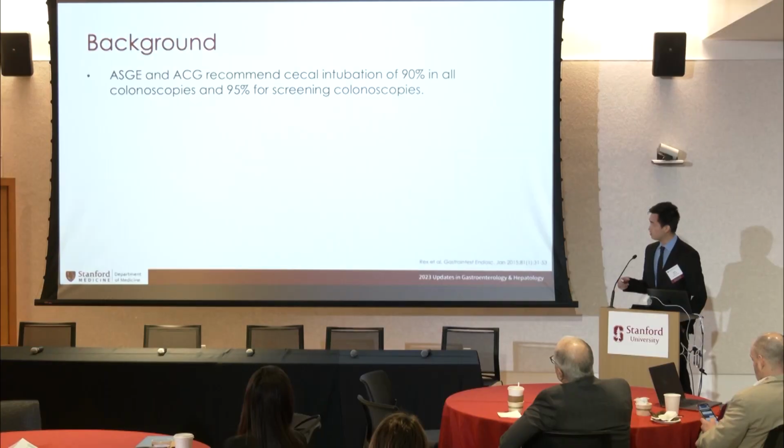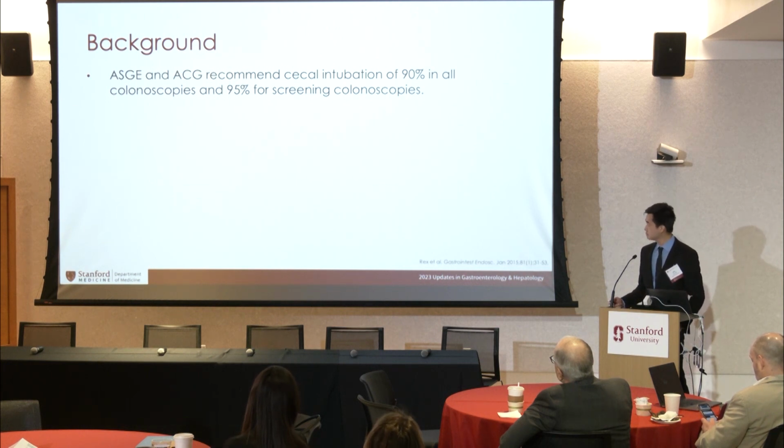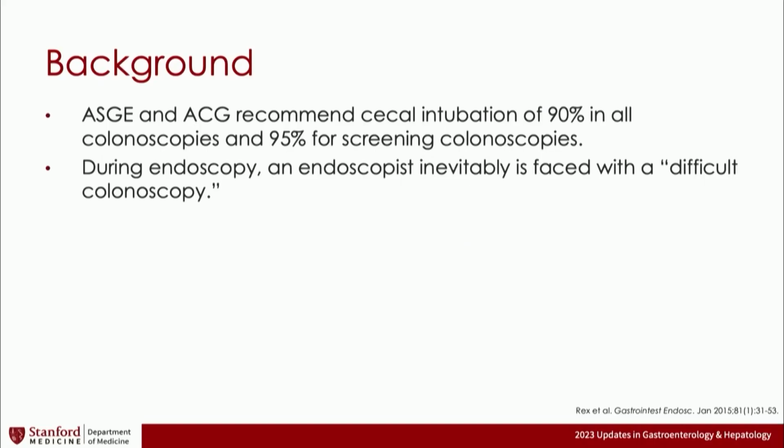So the ASGE and the ACG recommend that for all colonoscopies, there's a cecal intubation rate of 90%, and for screening colonoscopies, this rate is 95%. However, during the course of endoscopy, all of the endoscopists here in the room are inevitably eventually faced with a difficult colonoscopy where it is troublesome or challenging to reach the cecum. In some cases, the cecum is actually not reached, which we would then define as an incomplete colonoscopy.